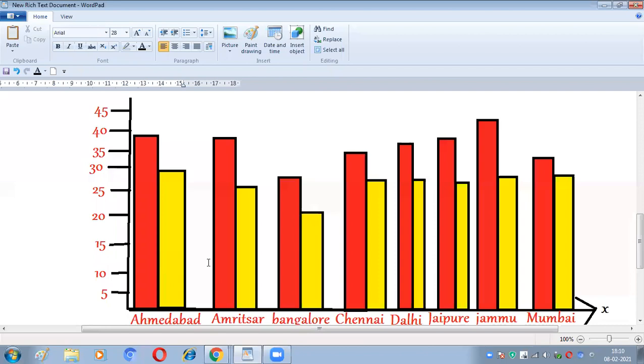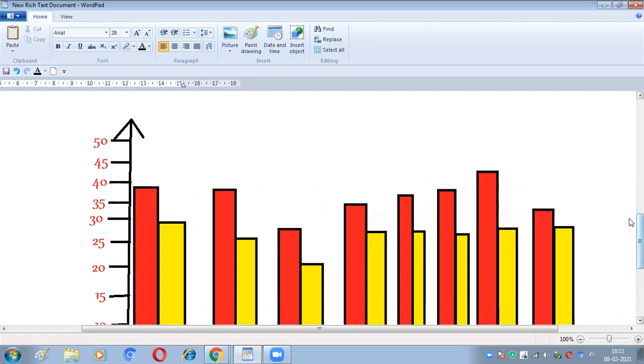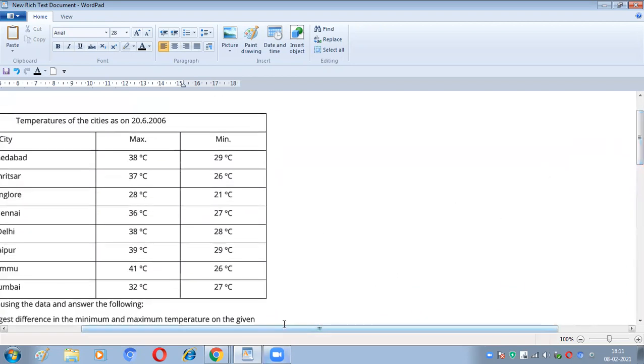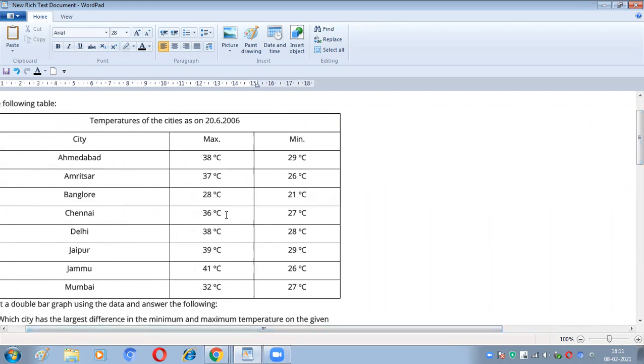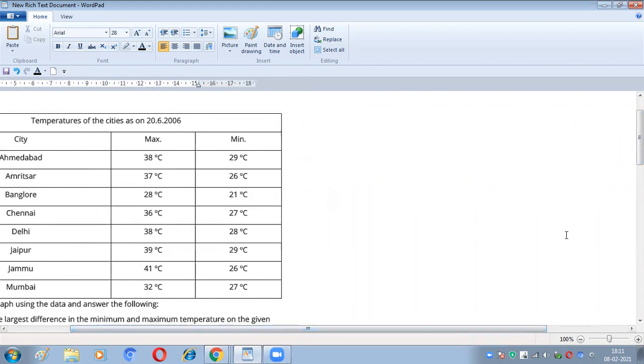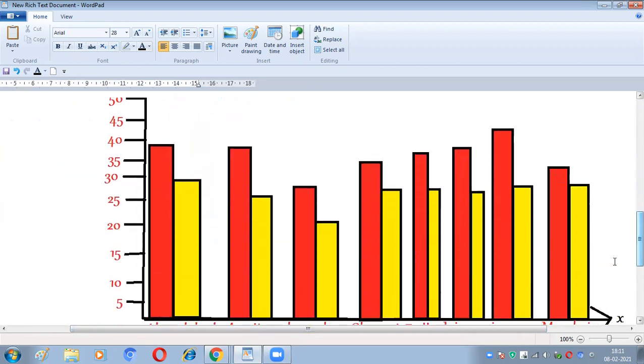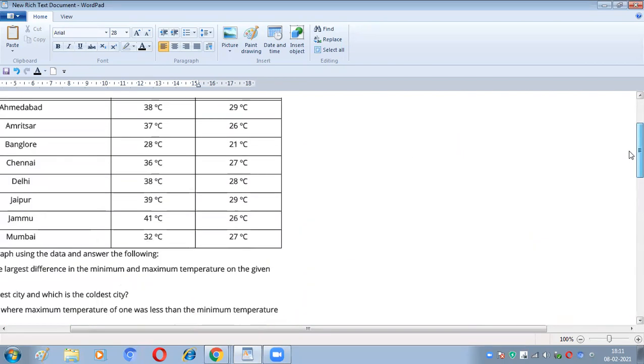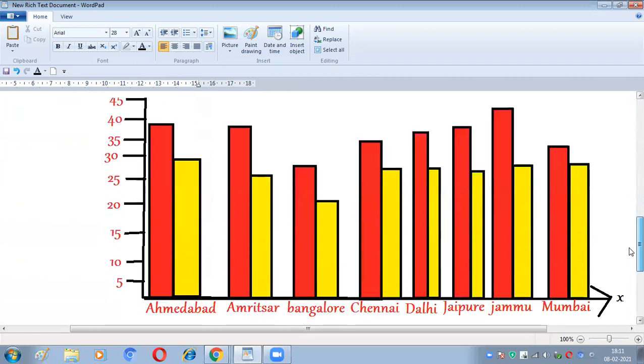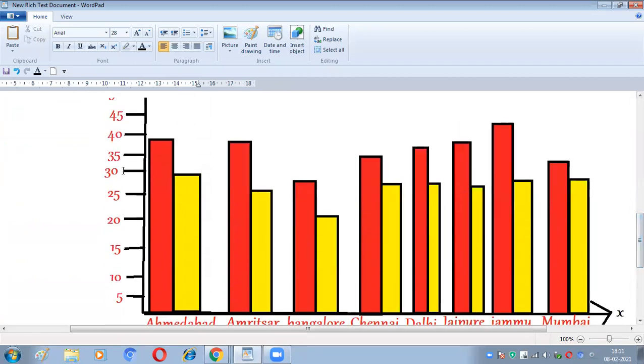This is the double bar graph, and just see here, red color is representing the maximum temperature and yellow color is representing the minimum temperature. As you see, the maximum temperature of Ahmedabad is 38 degrees Celsius. I have drawn the double bar graph, and this is the maximum temperature of Ahmedabad. And the minimum temperature is 29 degrees Celsius, so the minimum is here.